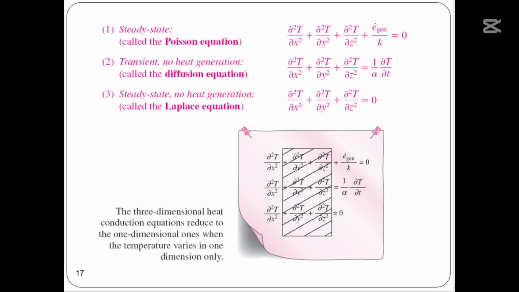For the steady state system, the three-dimensional equation would be reduced like this. For transient and no heat generation, it would be like this. And for steady state and no heat generation, the heat equation for three-dimensional conduction will be summarized like this.